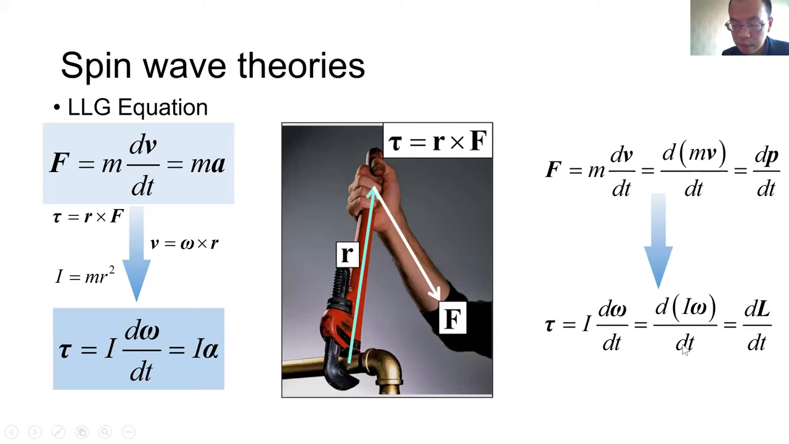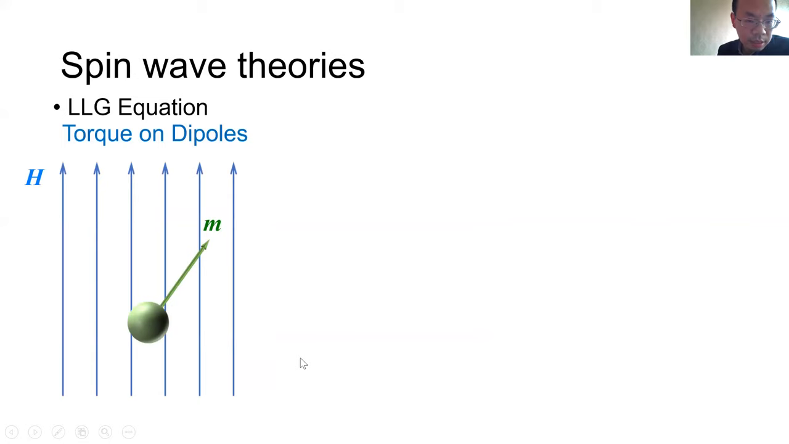So on the right, we can write Newton's second law into this formula, where L is the angular momentum. And then in electrodynamics, we know that the torque on the dipole is like this. If we apply a field H which is not parallel to the magnetic dipole, the torque would be M cross H.